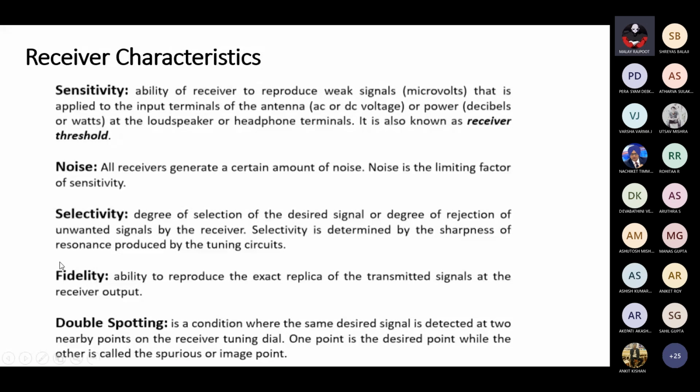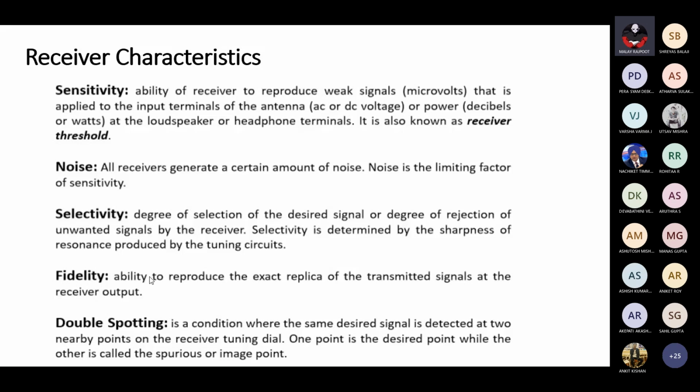Then fidelity. Fidelity is again one of the characteristics. It is the ability to reproduce the exact replica of the transmitted signal at the receiver output. Fidelity means that however you send the signal, the same signal should be reproduced. That's called fidelity. Any receiver should have a good amount of fidelity.